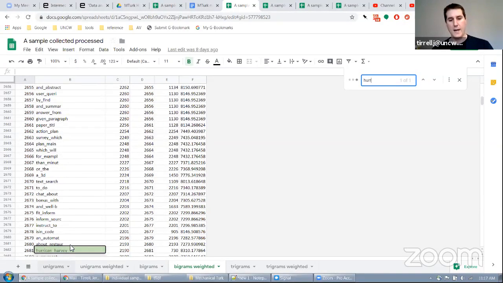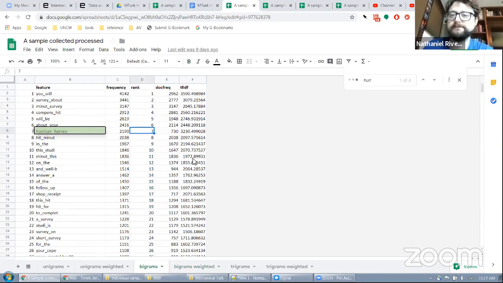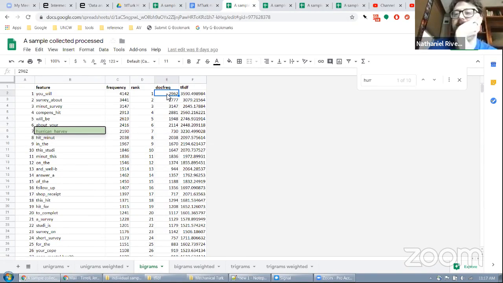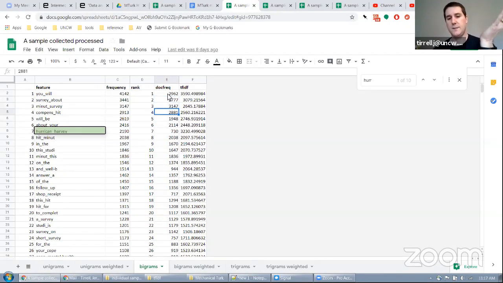Yeah, it's way down for weighted. But for the flat bigrams, look at its doc frequency. This is the number of posts in which it appears, and it's much lower compared to everybody else. Well, not much, but lower, compared to its quintile here.